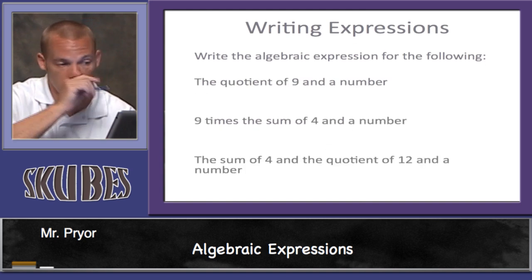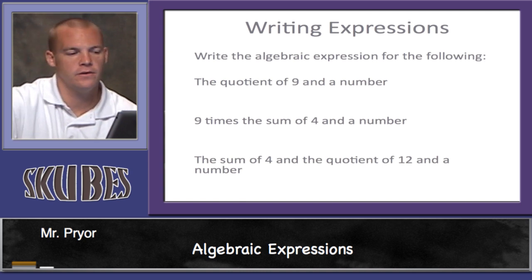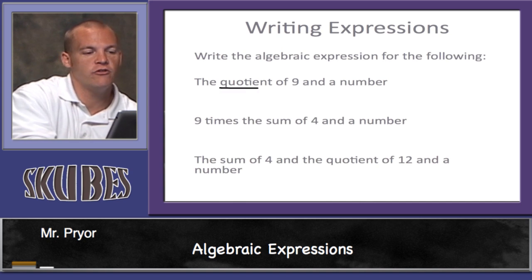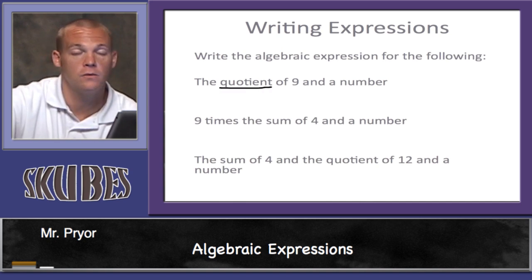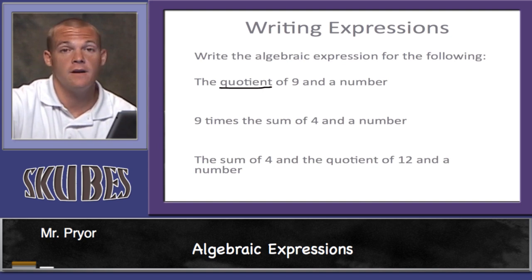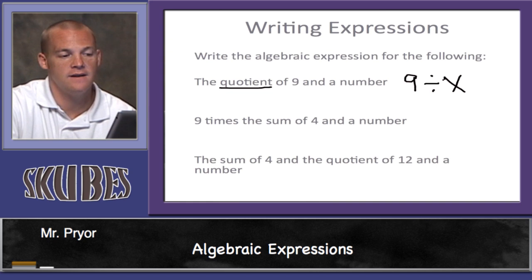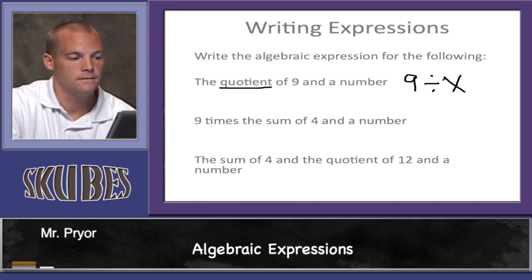All right, so let's take a look at a couple more here. The quotient of 9 and a number. So again, where did quotient show up? Well, we've talked about quotient in a couple different lessons, but the quotient of 9 and a number, again, quotient meaning the answer to a division problem. So we're going to do 9 divided by a number, which in this case we'll just use x. So that means 9 divided by x.